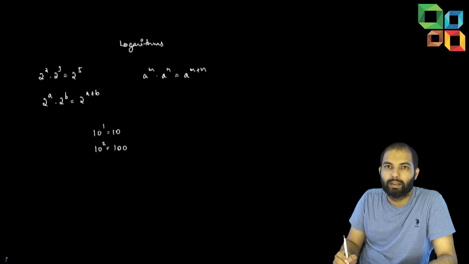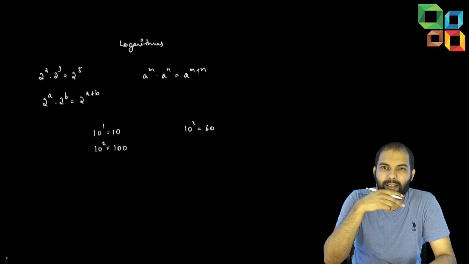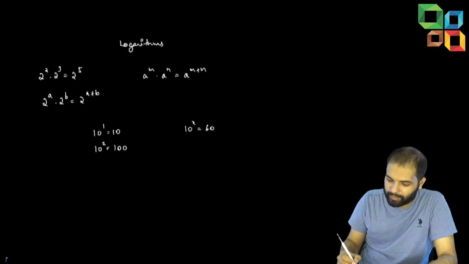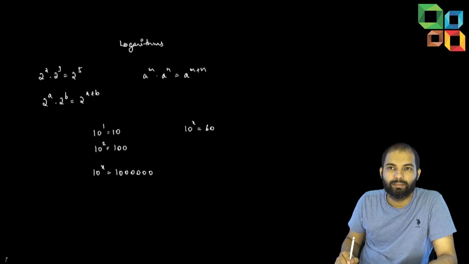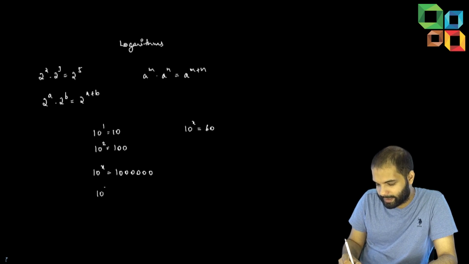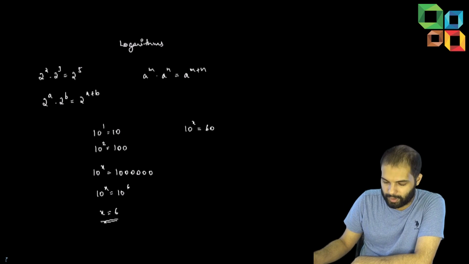Correct? So what about 10 power something equal to, say, 60? Is there an x such that we are going to get 60? For example, if I say 10 power x is equal to 1, and I add some zeros, what is x now? 6, right? Because 10 power x is equal to 10 power 6. You're able to equate, so you're saying x is 6. No doubts there. Fine.